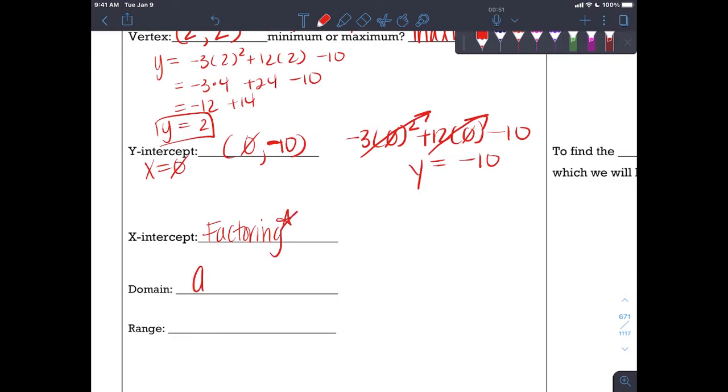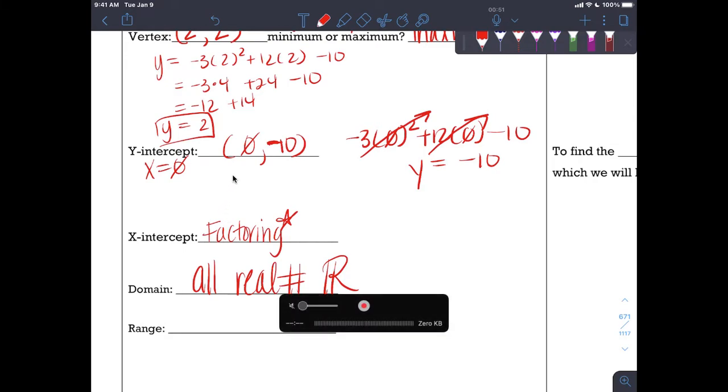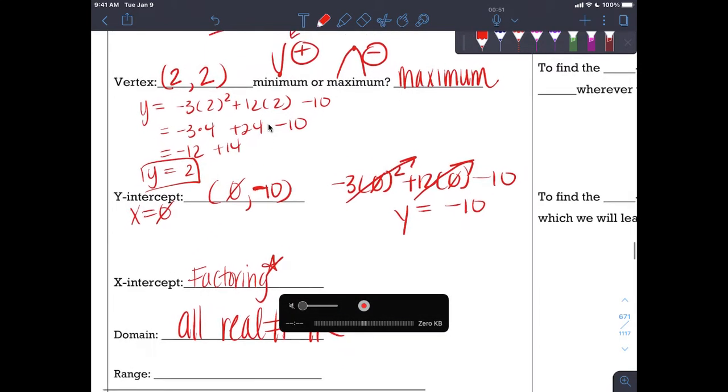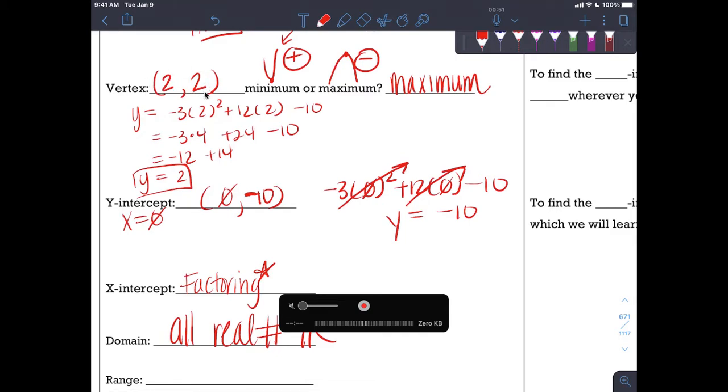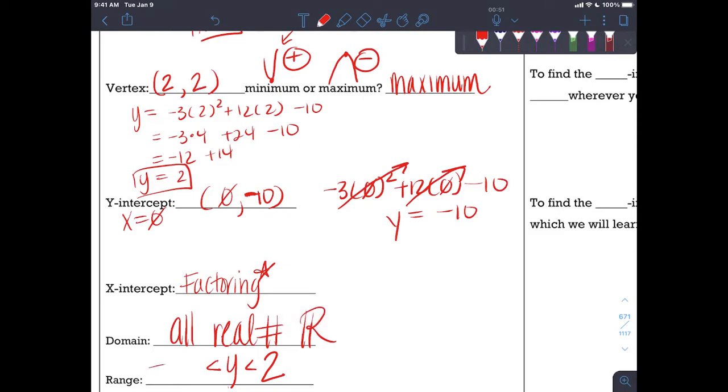My domain for all of these graphs is all real numbers. That funny looking R. However, my range is the one that I have to be careful of. So I said earlier that my vertex was located at 2, 2. So I have to put this number somewhere in my range. Now, I look at it and I say, okay, this was a maximum. That's the highest that it can go. So I'm going to write it in my second slot. Over here, I put negative infinity and my extra line. Now I have my range.